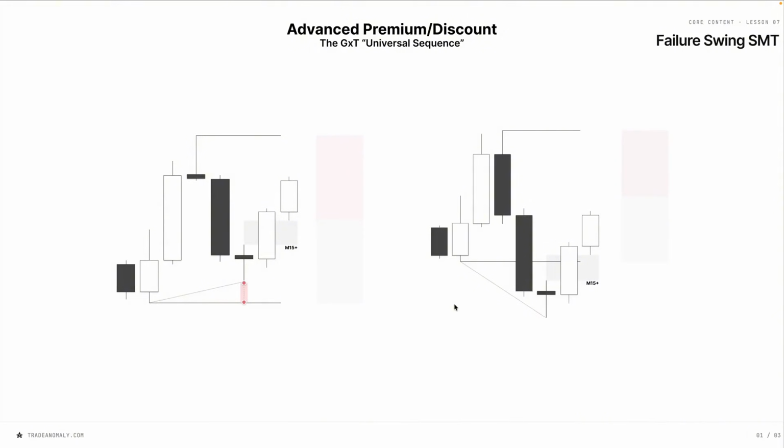So now let's go ahead and talk about failure swing SMT, where we actually don't have really an advanced premium discount. So what we're going to wait for is the GXT universal sequence, which is really simple. After price creates that failure swing SMT, just wait for price to expand away and create a 15-minute or above gap. We're going to use this gap.